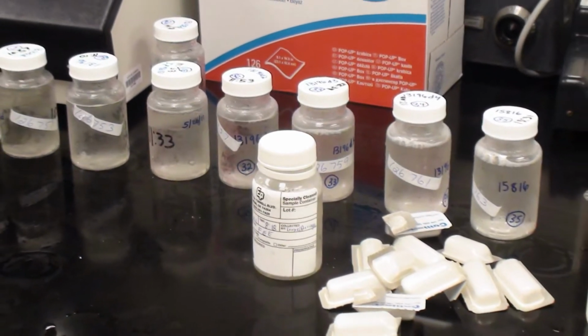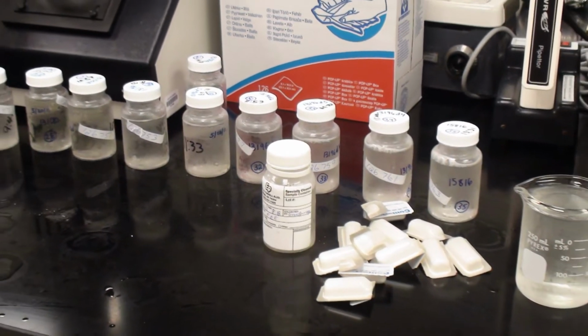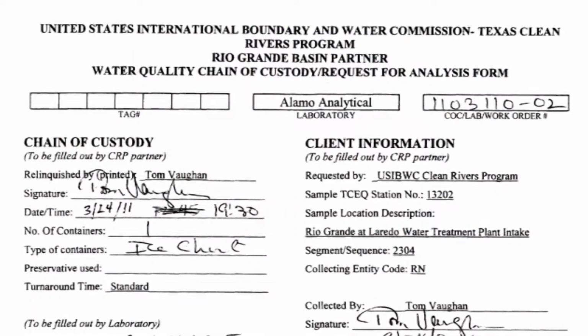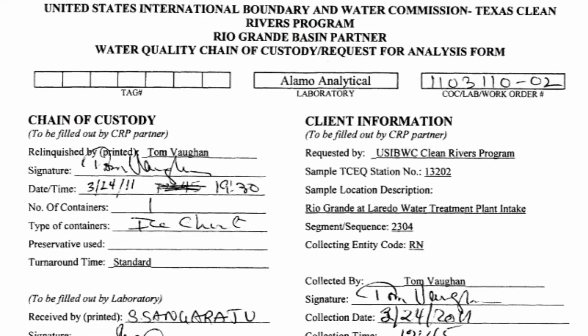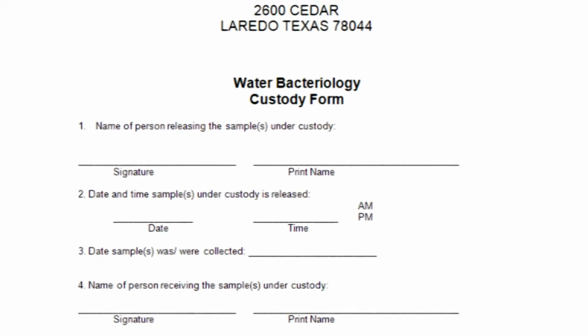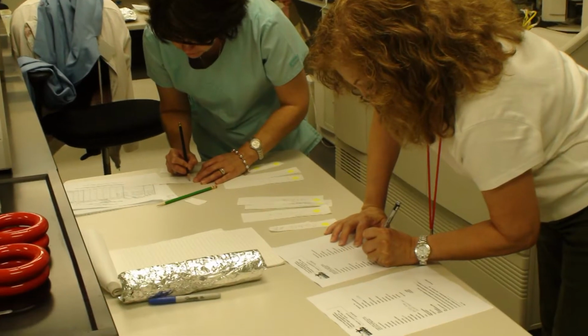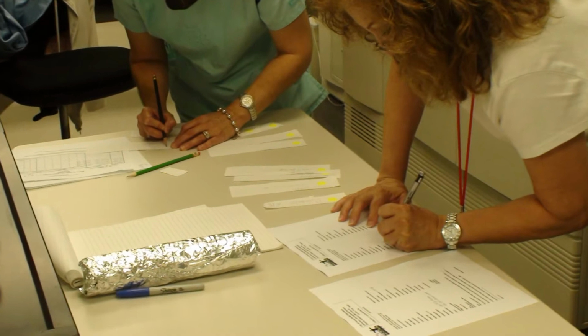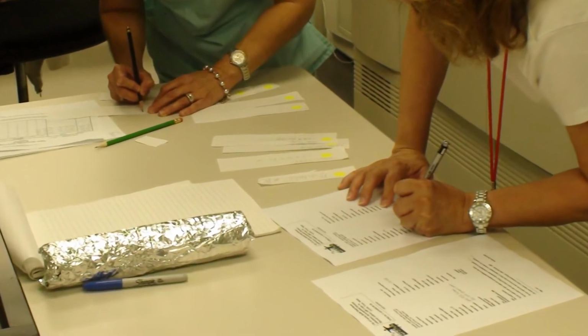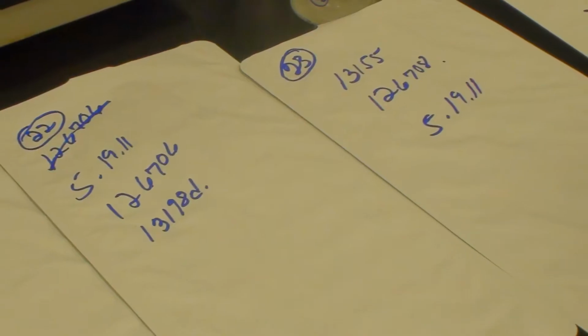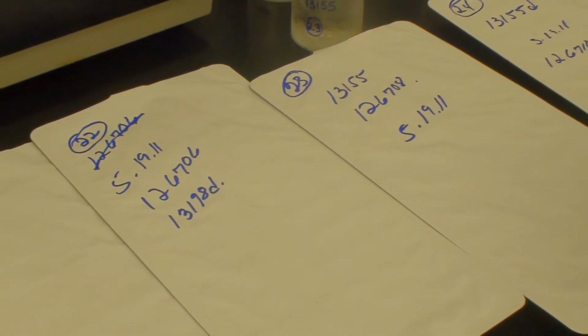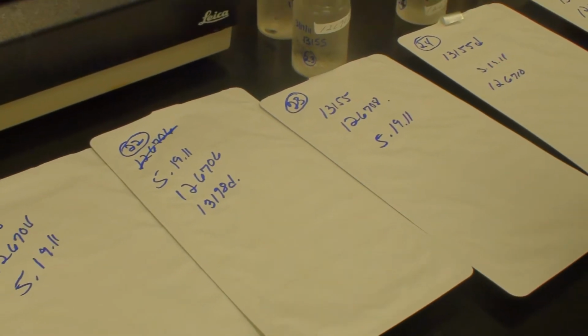All samples that arrive at the laboratory have to have proper documentation, called a chain of custody, which has information about the samples such as when and where they were collected, who handled them, and who received the samples at the lab and at what time. This is important to ensure samples are analyzed within their required holding time of 8 hours.